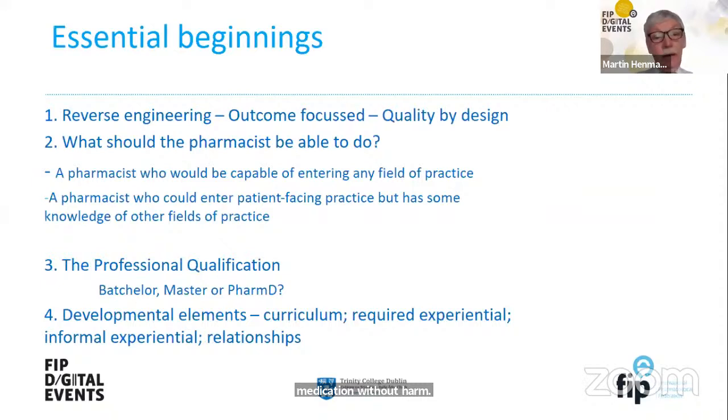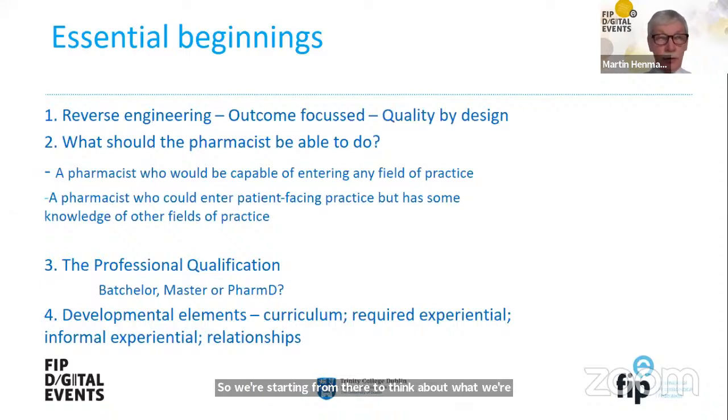Thank you. Essential beginnings, then. The first, I often refer to it as reverse engineering. Not everybody finds that a helpful title, but it's thinking about what it is that you want to achieve. And it's not what you want to achieve in the sense of what knowledge do you want this person to have. It's what they need to be able to do, what your outcome is going to be. And if we were in the pharmaceutical industry, we might call it quality by design.